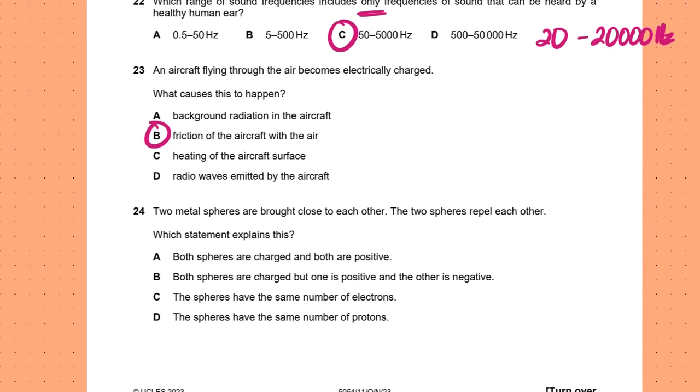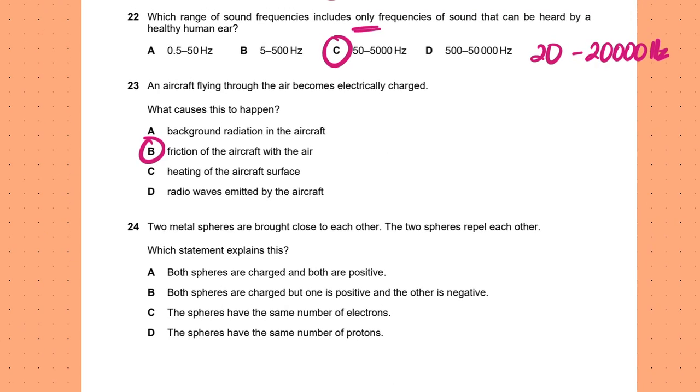24. Two metal spheres are brought close to one another. The two spheres repel. What statement explains this? Obviously, if they're repelling, they must have like charges. So both must be charged and both are positive. True. Both are charged. One is positive, the other is negative. They would have to then attract. Having the same number of electrons or protons is not going to determine how they behave with each other.